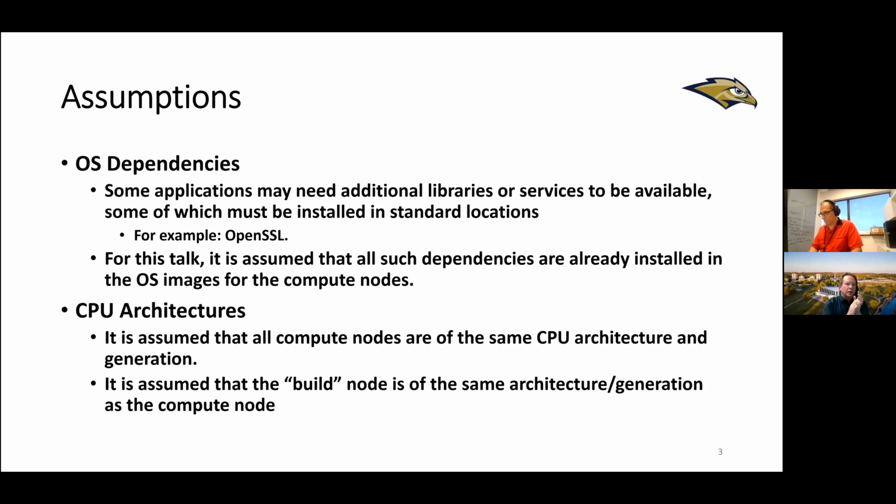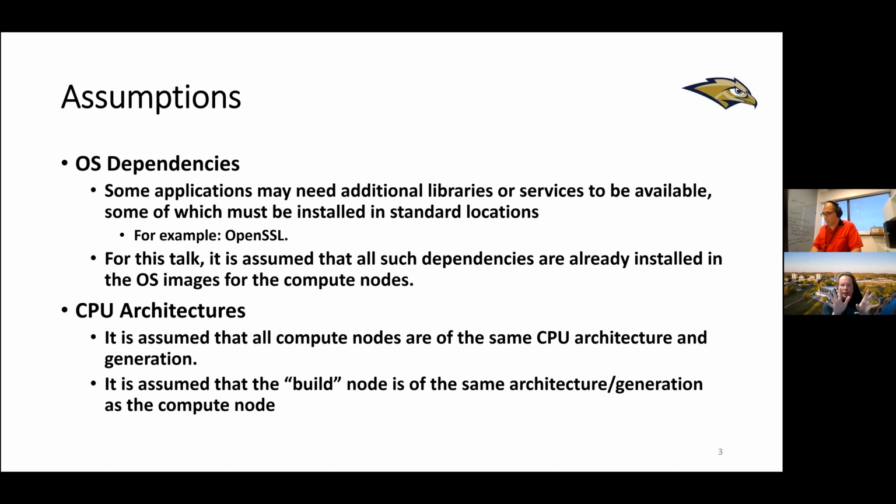CPU architectures. We're going to assume here that the cluster is built up out of a single CPU architecture. Then assume that the build node, where EasyBuild is going to be used, is of the same architecture and generation as the compute node. So yes, we can have Intel architecture, we can have ARM and so on. And Intel architecture clearly has all the different versions: Sandy Bridge, Ivy Bridge, Ice Lake, and so on. And so you get into those details there. Here we're just presuming a homogeneous environment.